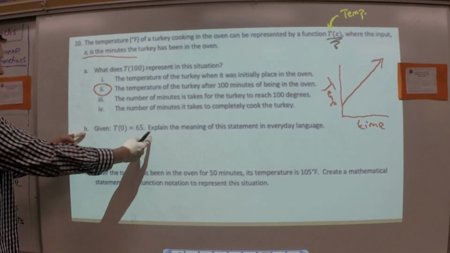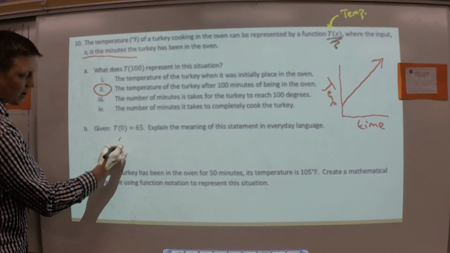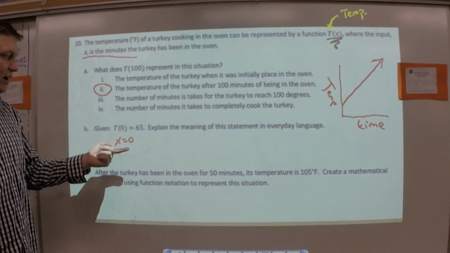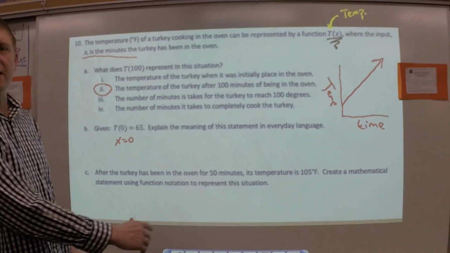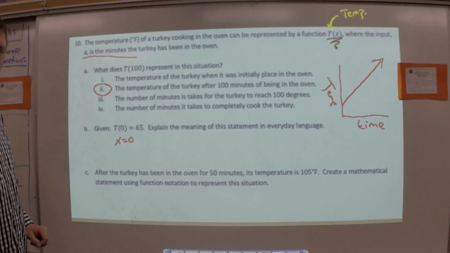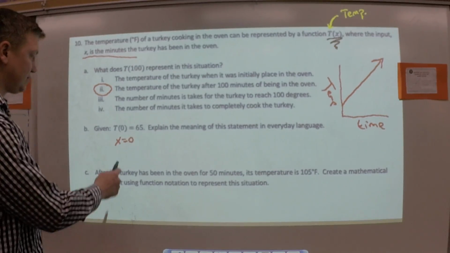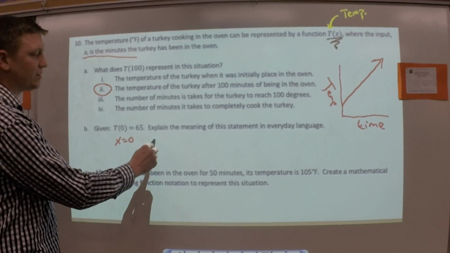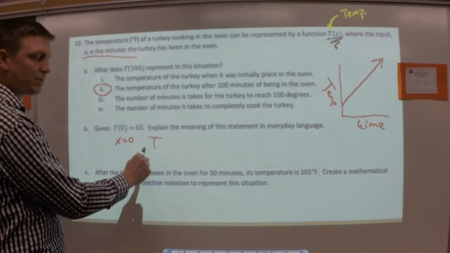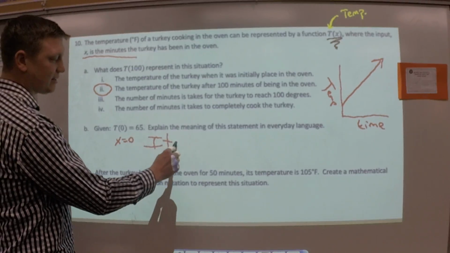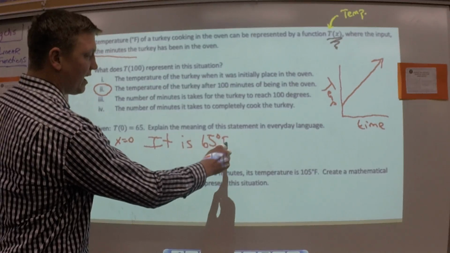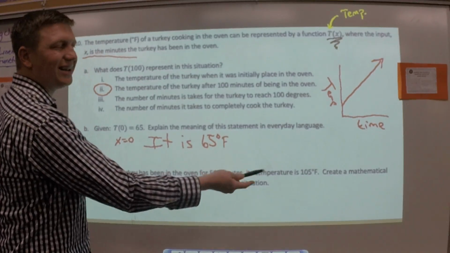Okay, so based on that, what's this? This is x equals 0. If x equals 0, then that's the starting time. The starting time is when you very first put it in the oven. What is going to happen? You end up with time 0, 65 degrees. So you could say something like it's the starting temperature, or you could say it is 65 degrees Fahrenheit when you put it in the oven.